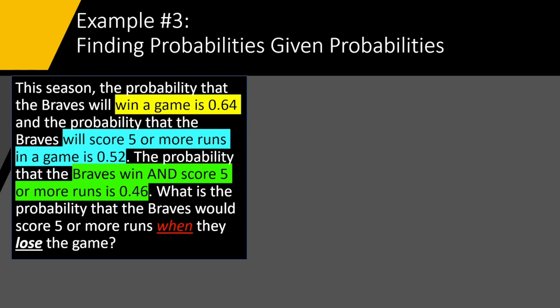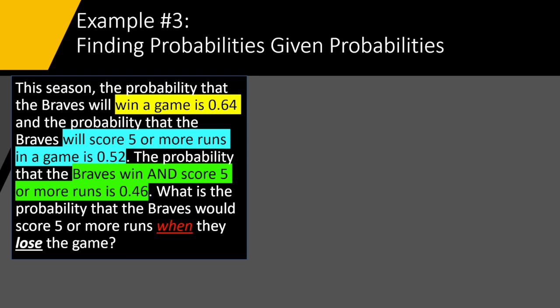Okay, so time to get out your highlighter again and highlight the important parts of the problem. So we have two different events. We have the event of winning a game, and we have an event of scoring 5 or more runs in a game. And so we've highlighted win a game. The probability of winning a game is 0.64, and the probability of our second event, scoring 5 or more runs in a game, is 0.52.